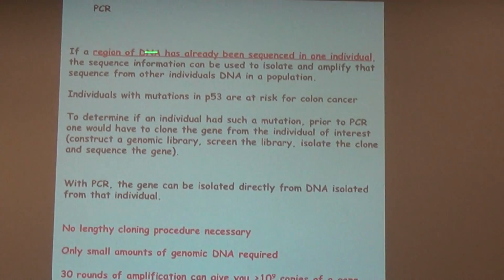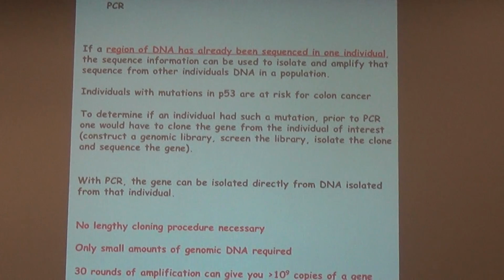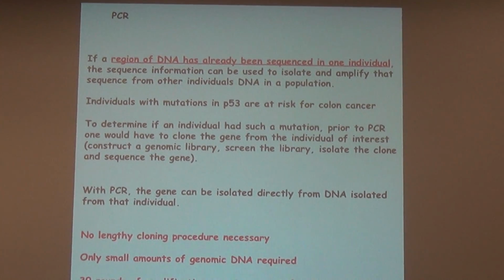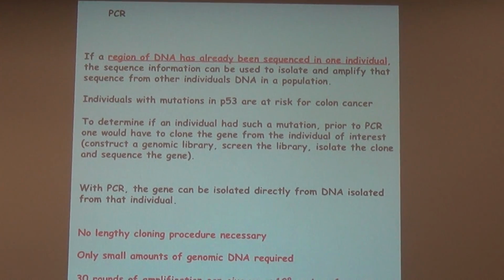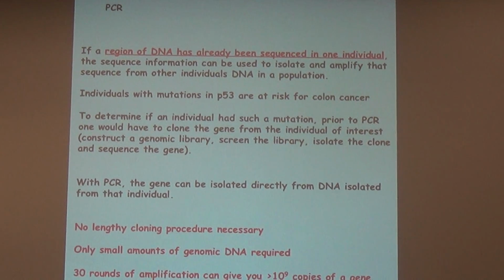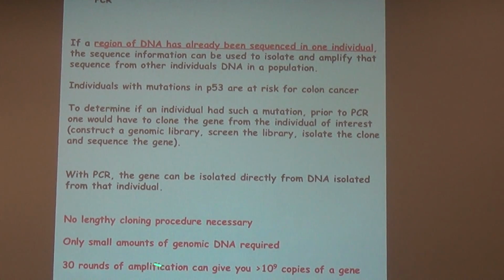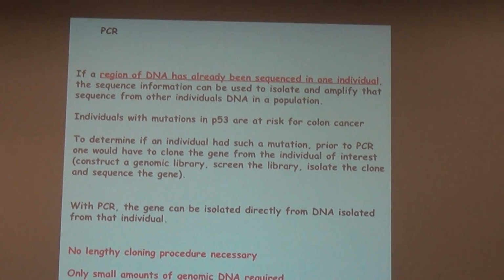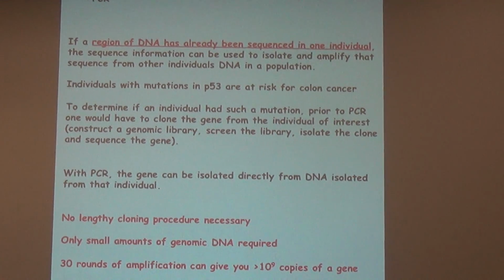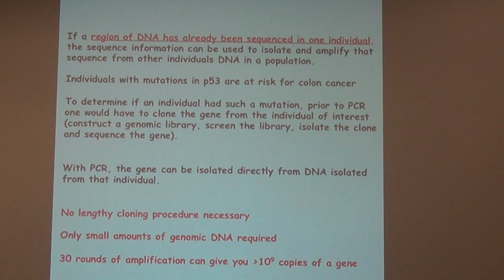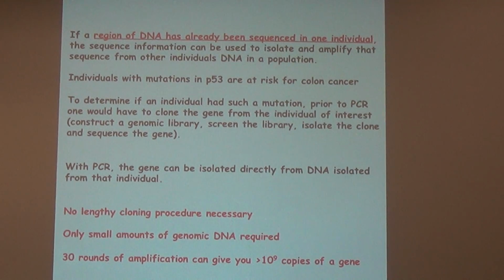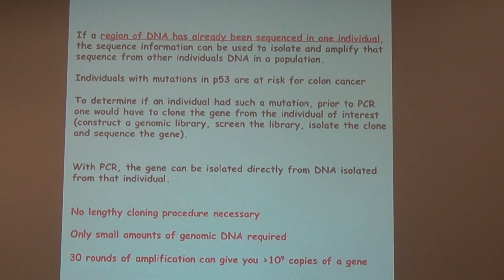Once a region has been sequenced in one individual, you can use that information to study that same region in other individuals. So, you don't have to clone the entire region once it's been sequenced in one individual. You need only very tiny amounts of genomic DNA. And you get many, many copies of it, and you can analyze those copies by amplifying.